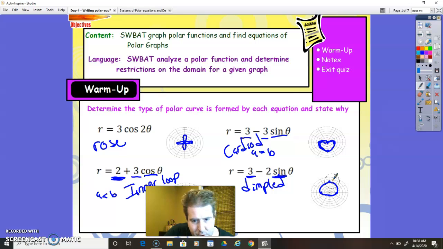And put that into my calculator: 3 minus 2 sine of x. Then press graph, and oh, I do have it upside down. Sorry. It's the exact same thing I had, but upside down. Did I put minus? Yes, I did.